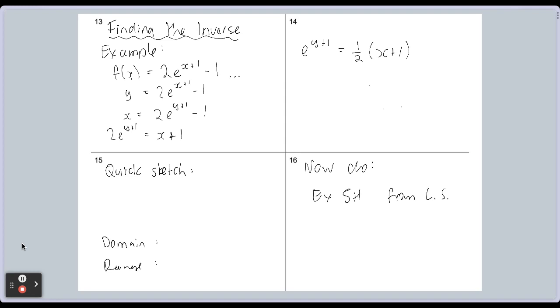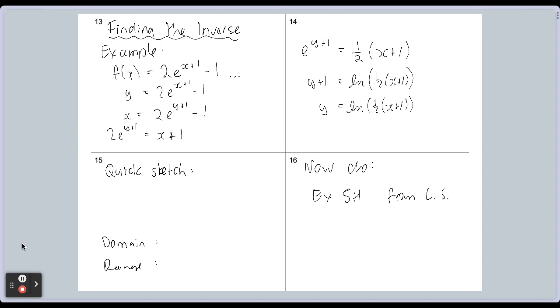Now I'm going to take the natural log of both sides. So ln of e cancels out, leaves me with y plus 1. Ln of that expression doesn't cancel out. I'm just left with ln of a half outside of x plus 1, like so. And finally, I'm going to finish off with y is equal to ln of a half x plus 1.